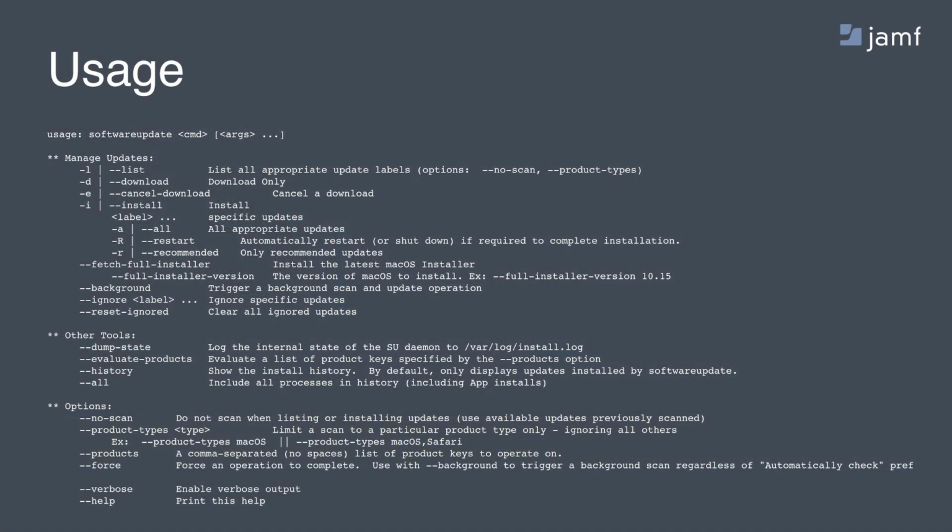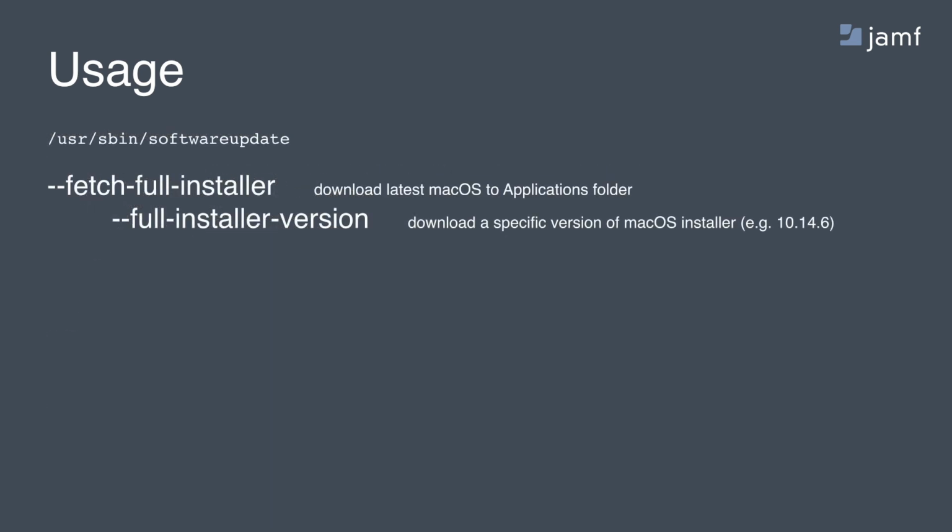Now you're going to see a long list of arguments that we can add to the softwareupdate command, but there's a couple of new ones that I'd like to point out. In Catalina, we now have the option to fetch a full macOS installer. That's going to download the latest available version of macOS. Or if we add --full-installer-version, we get the version of macOS that we specify.